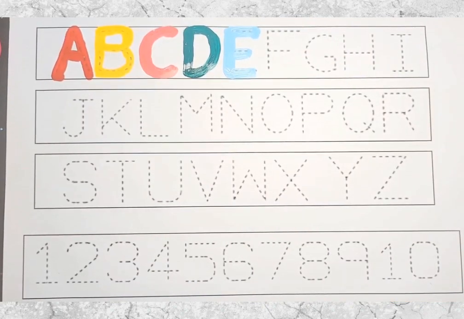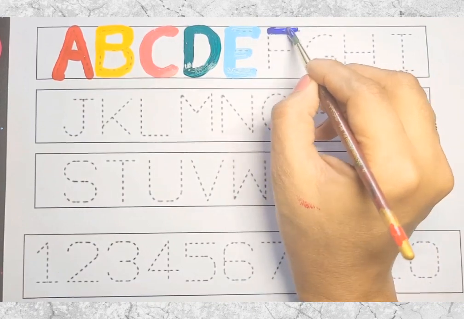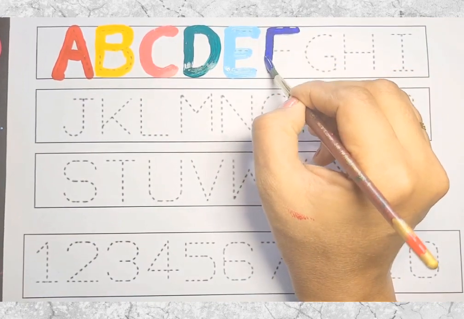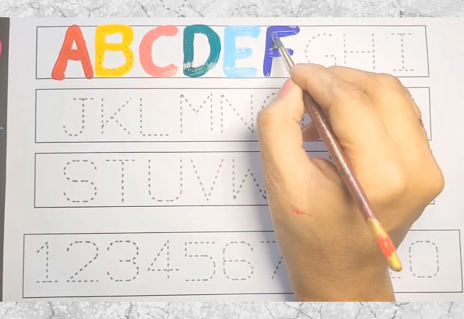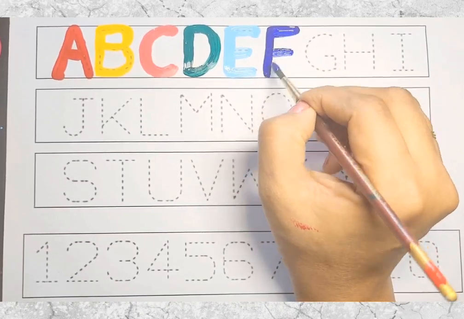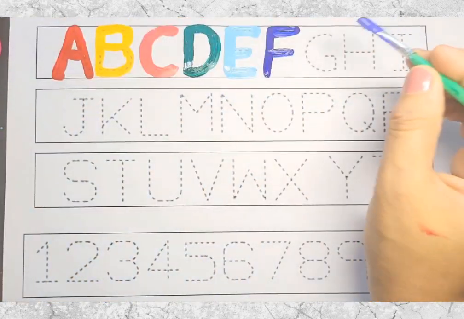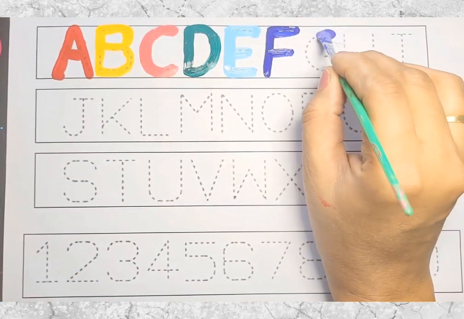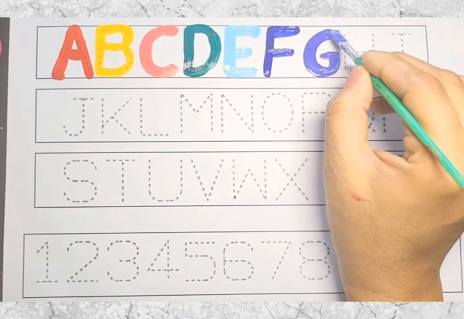Next is blue color. F for fruits. Blue color. Next is purple color. G for grapes. Purple color.